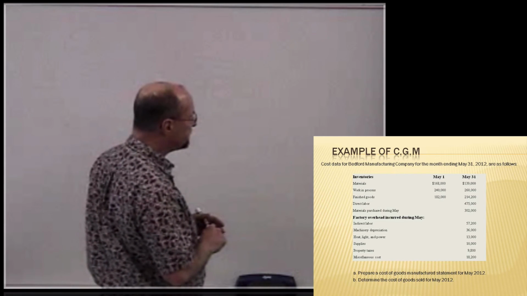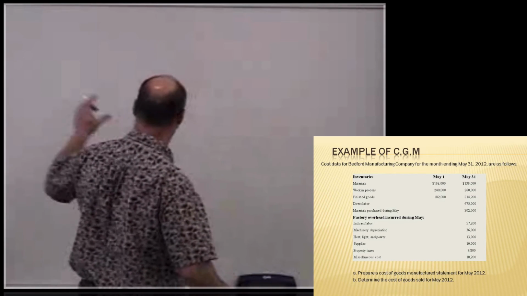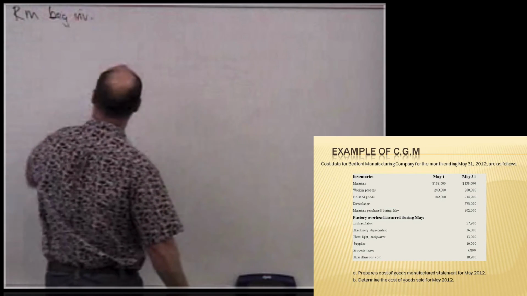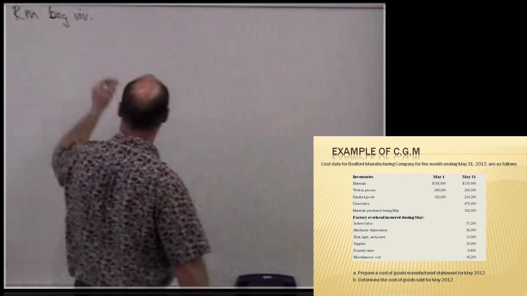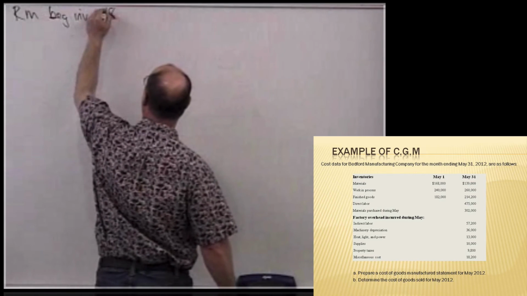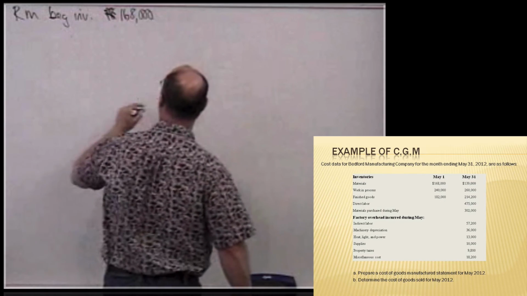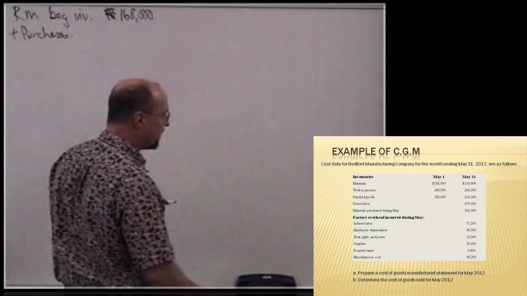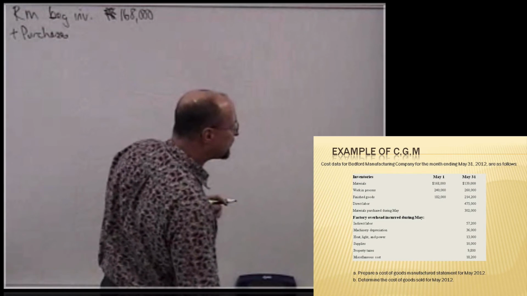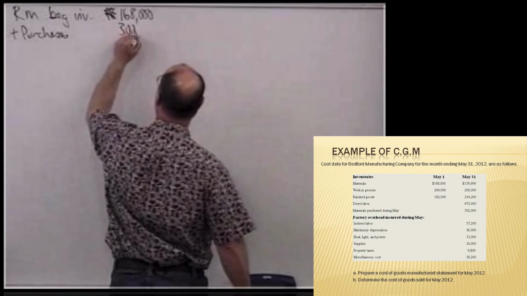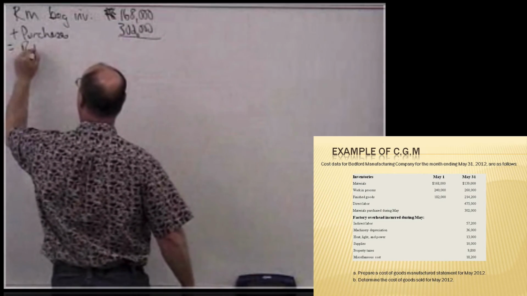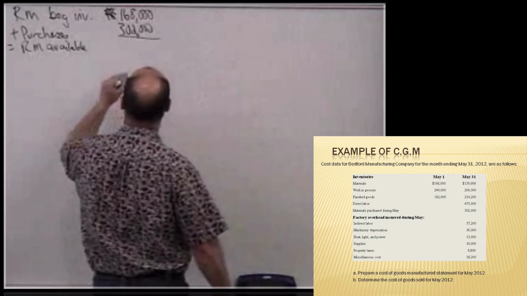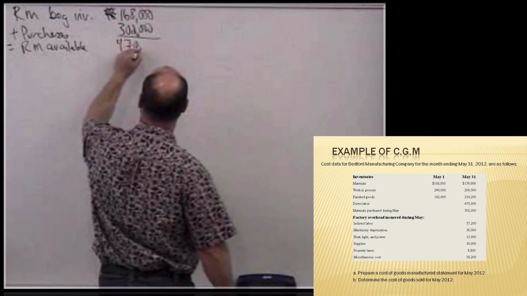Okay, now if you remember the previous slide, I'm going to use the same format. I'm going to say raw materials beginning inventory, May 1st, 168,000. Plus purchases of raw material. If we go down a little further, somewhere in there, materials purchased 302, equals raw materials available for production, and that's going to give me 470.